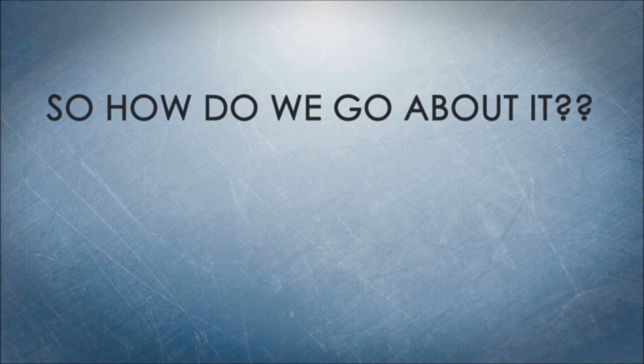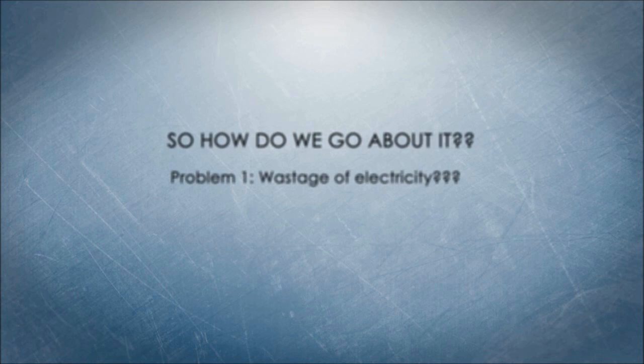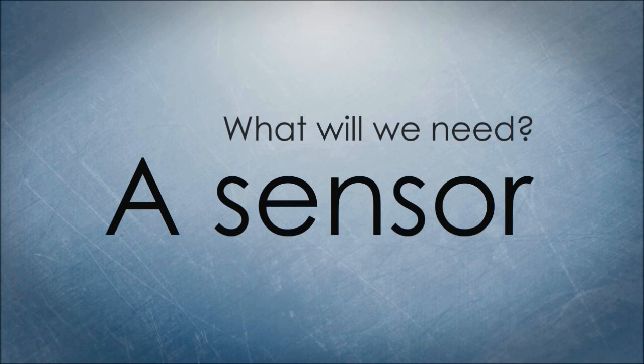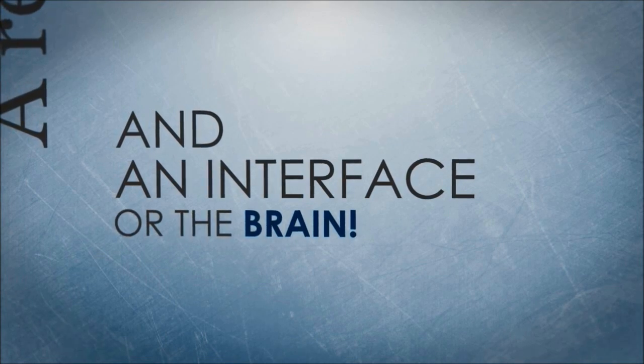So how do we go about it? Let's take each of these problems one by one. How can we limit the wastage of electricity? It can be done by automating the light control. Now, what do we need? A sensor that detects the presence of human being, an electromagnetic relay that acts as an electrical switch, and an interface between the two, that is a microcontroller.